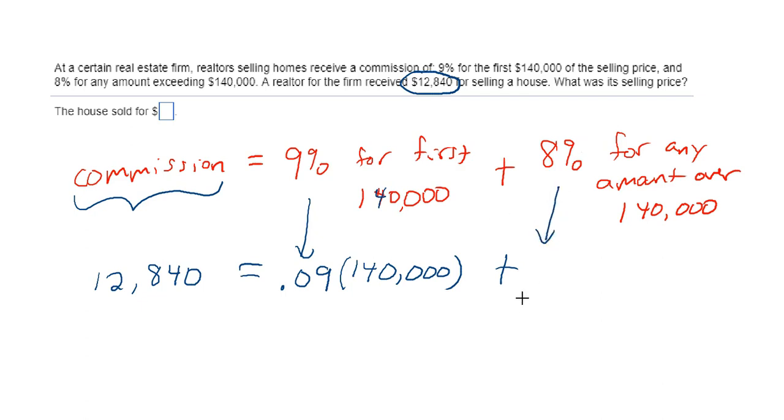This is the part we don't know. It's 8%, 0.08, for any amount that's over 140,000. So we don't know how far over 140,000 this house sold for, and so we'll use a variable to represent that.